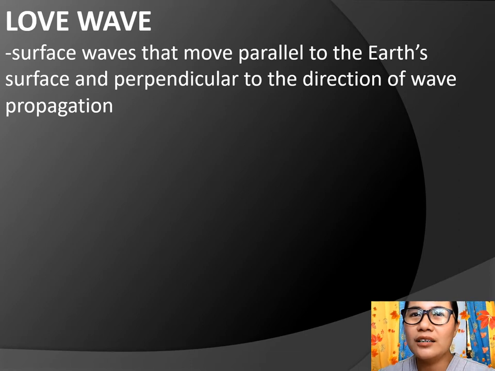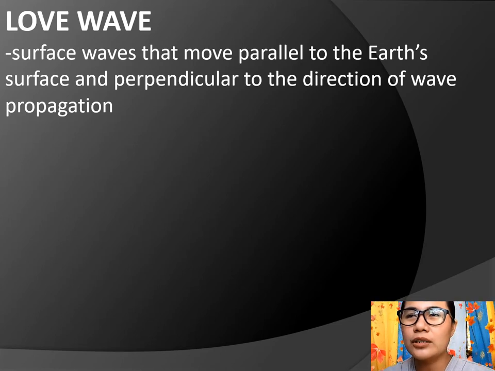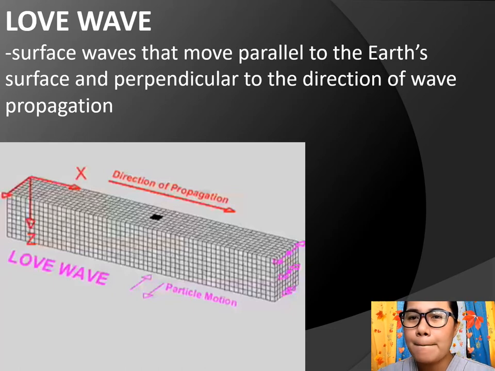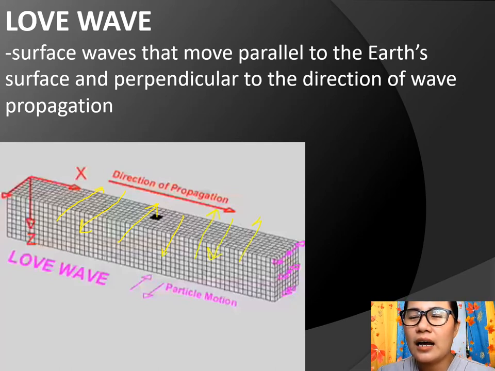Next, Love wave. It is a type of surface wave that moves parallel to the Earth's surface and perpendicular to the direction of wave propagation. Murag S wave si Love wave. Ang yuta mo-move dito to the side, didto to the side, dito na sad. Kani si Love waves, this is a combination of several S waves nga na-amplify.